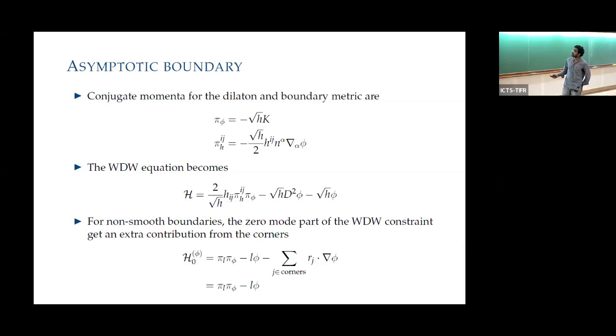Now if you take the zero mode part of this, for smooth boundaries this term drops out because this d here is a covariant derivative along the boundary, the covariant derivative with respect to the induced metric on the boundary. Yeah, along the slice.